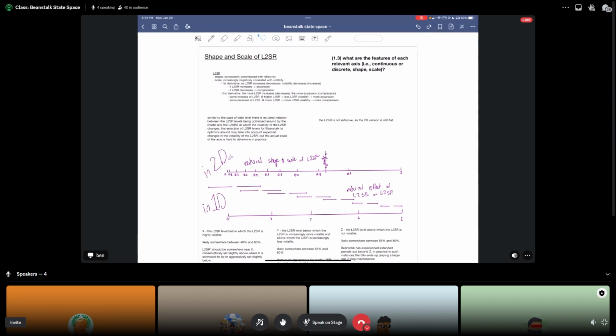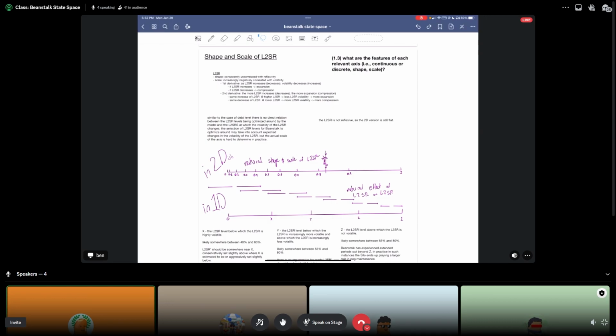However, there is a significant change in the scale of Beanstalk with respect to L2SR at lower or higher liquidity. Because at lower liquidity levels, the liquidity level changes very quickly. On higher liquidity levels, the liquidity changes very slowly. But the point is that the direction in which the liquidity changes is neutral with respect to liquidity. So that's why it's flat.